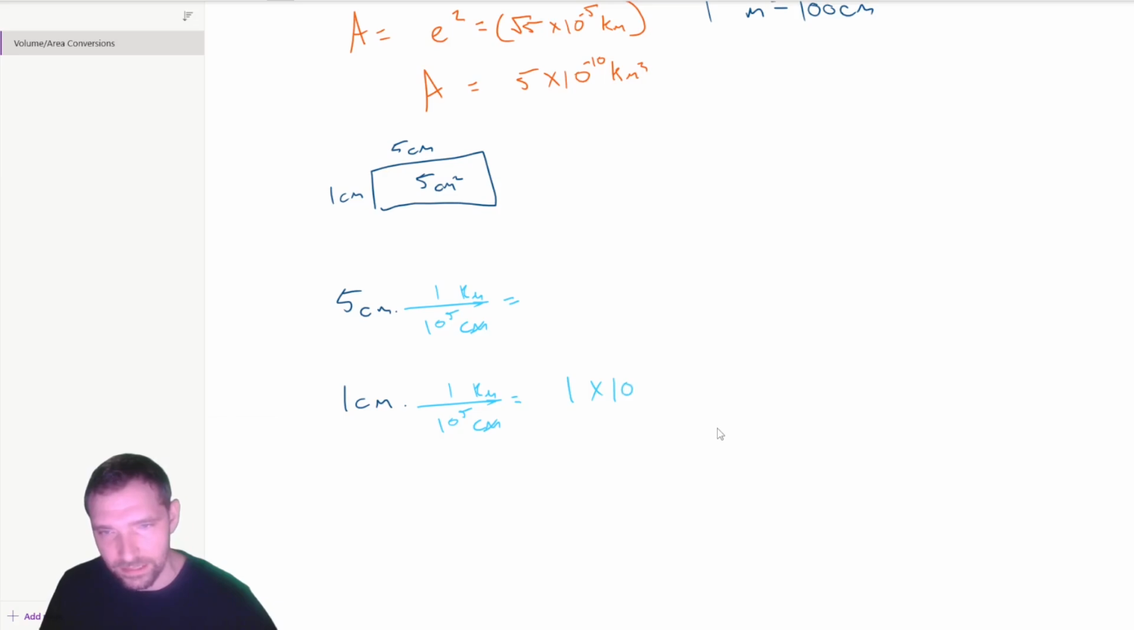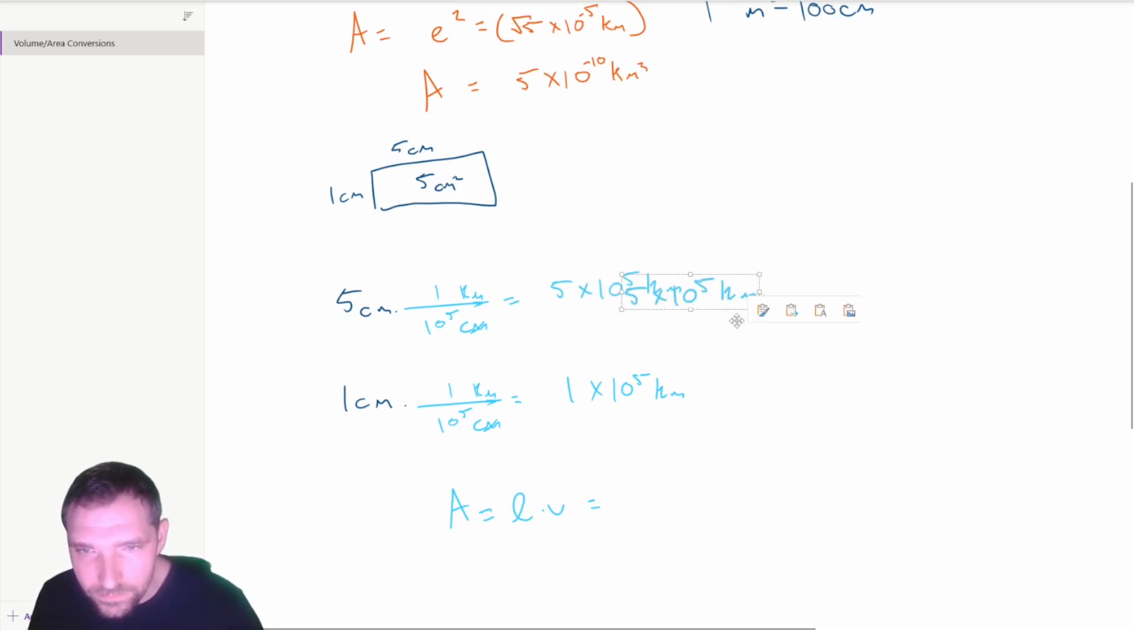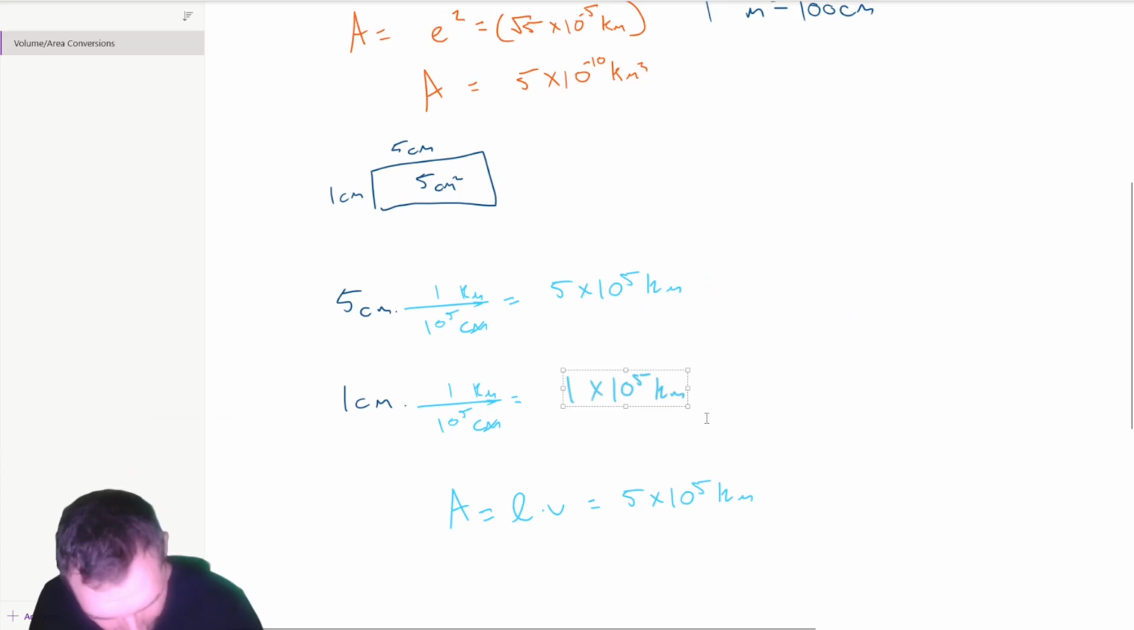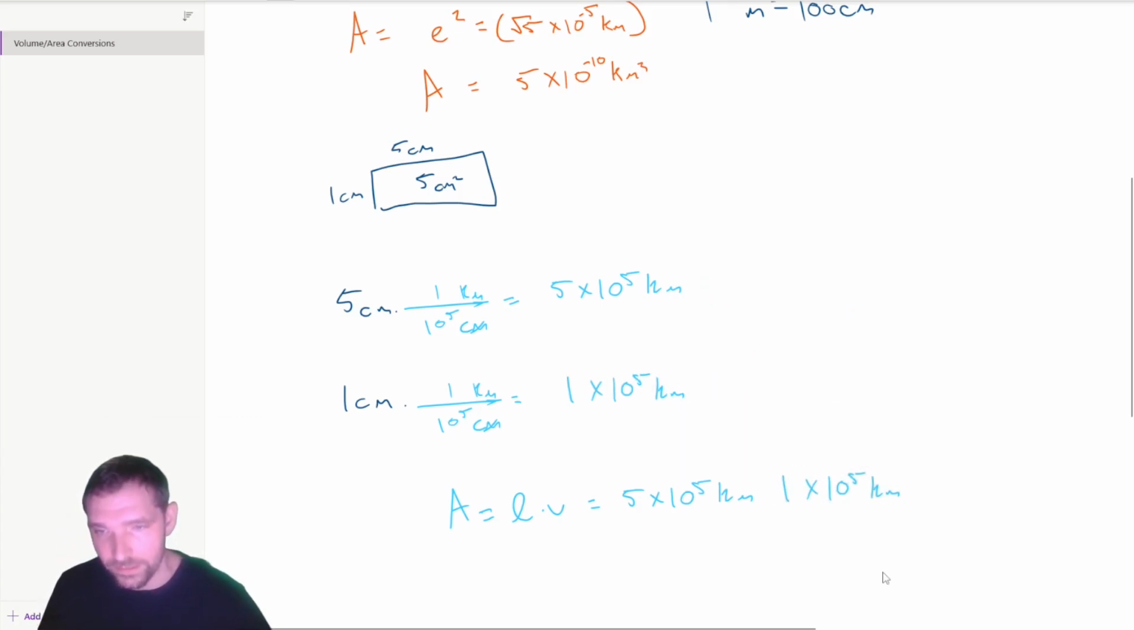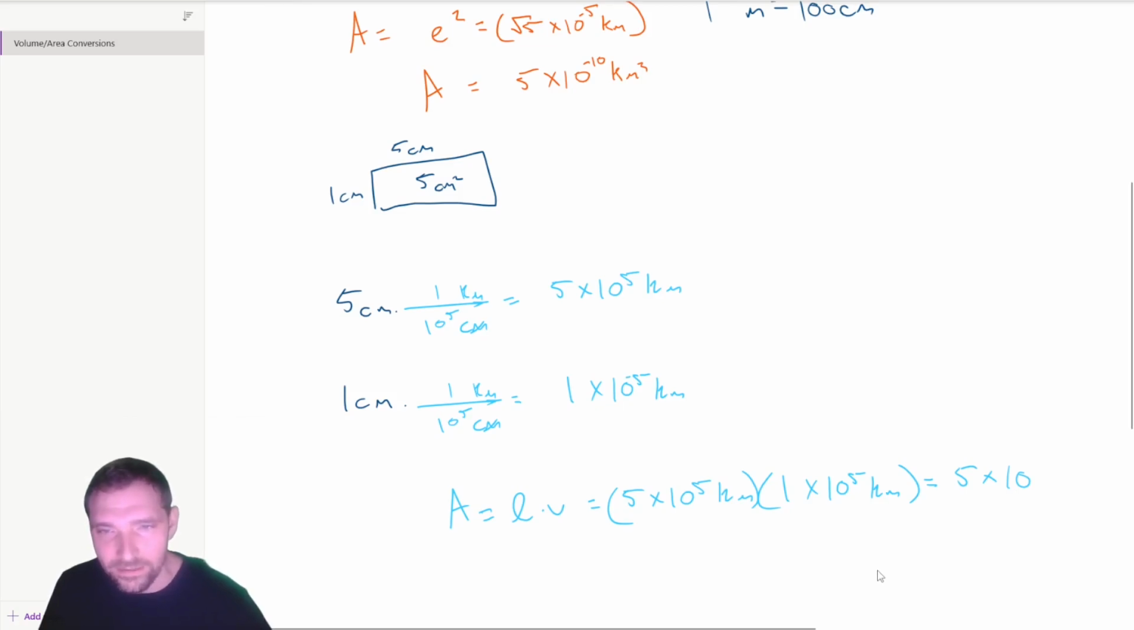So we've got 1 times 10 to the -5 kilometers, and we've got 5 times 10 to the -5 kilometers. And we know the area of something like this is length times width. So you've got that first number times that second number. And that does look like it is giving us the same value that we calculated just a second ago, of 5 times 10 to the -10.